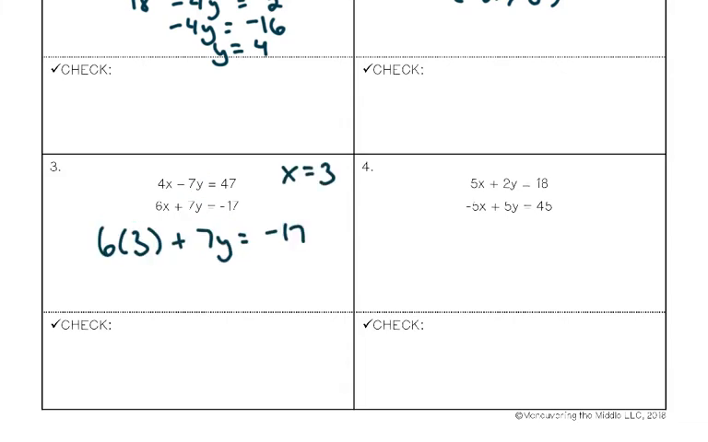I just chose the second one. You can choose the first one. You'll get the same answer. So I put in a 3 for the x, and now I'm just going to simplify and solve. 6 times 3 is 18, plus 7y equals negative 17 is a two-step equation. After I solve that, I end up with y equals negative 5.